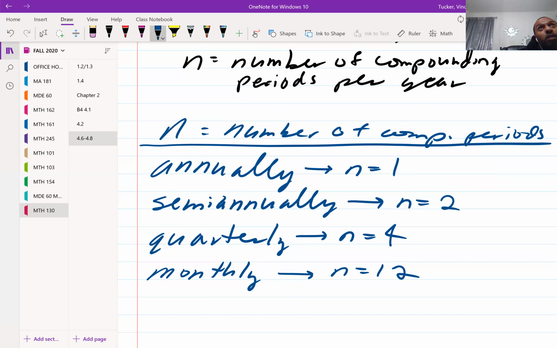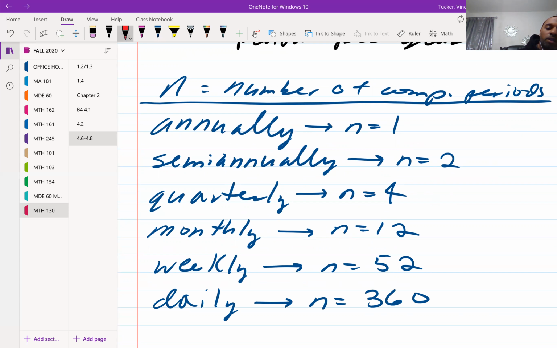So you got monthly. I guess weekly is the next one. And then daily, 360. And once again, that's banker's rule.